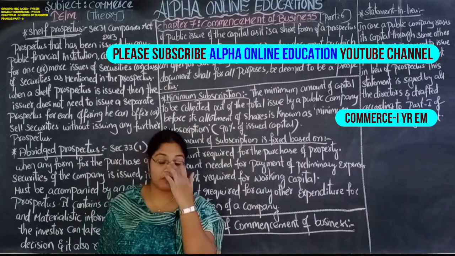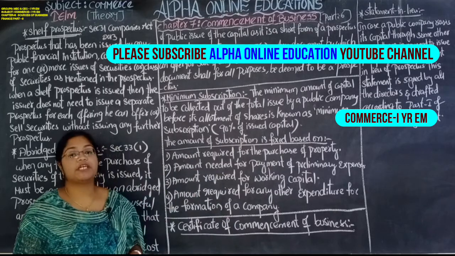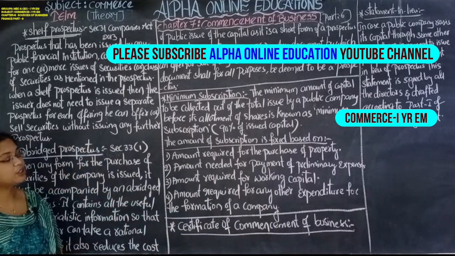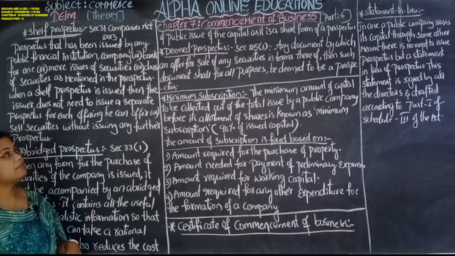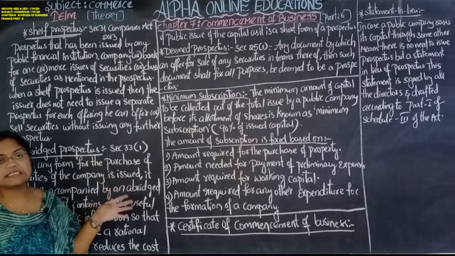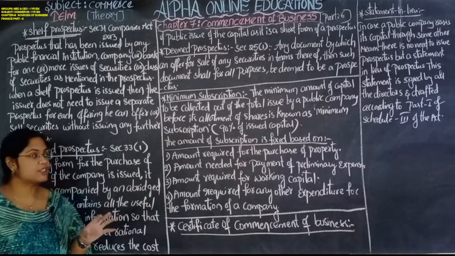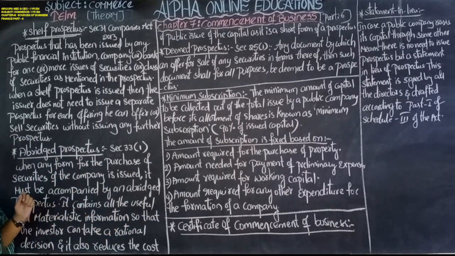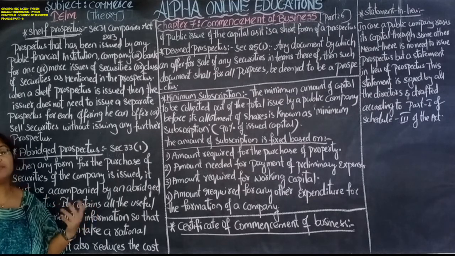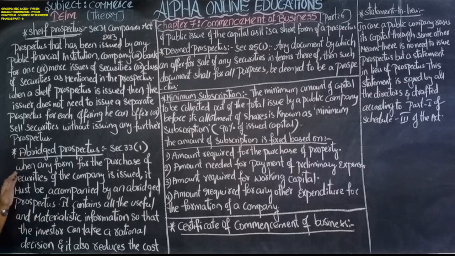Commerce theory part for the first year's English medium chapter that we are dealing with. That is the 7th chapter, Commencement of the Business, and this is the last session of this chapter, the 6th session. So whatever types we have covered in the previous session, the 5th session, we will cover in this session. So the next is shelf prospectus.